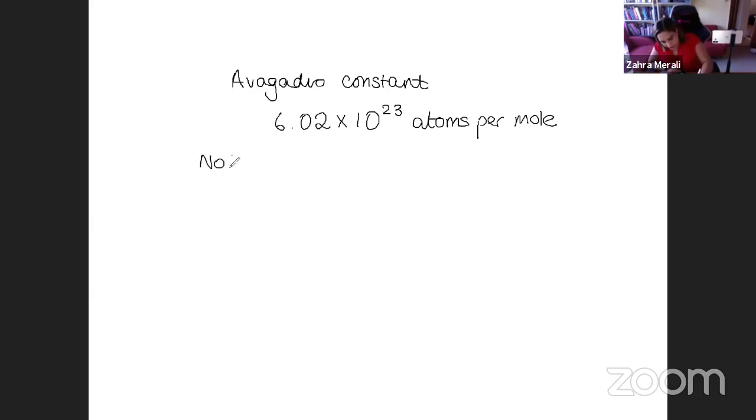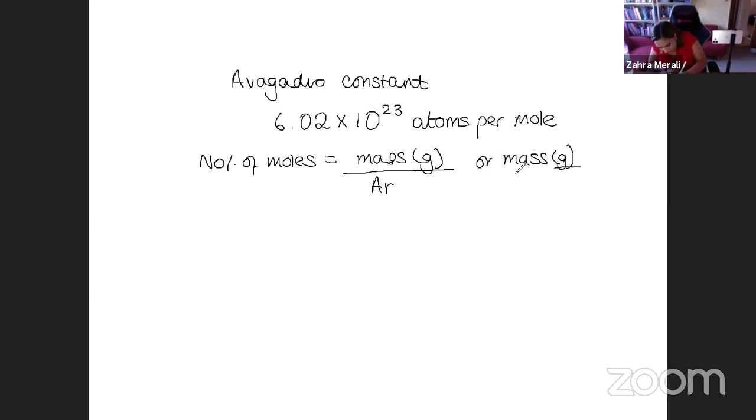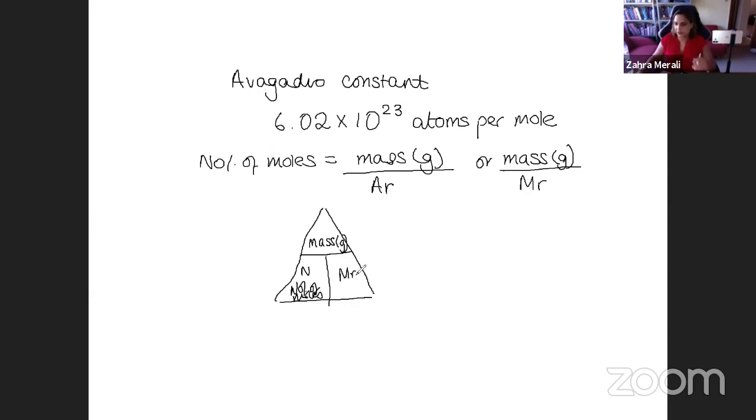So your formula is number of moles is equal to mass in grams divided by, now this is either your AR if it's one thing, or your MR. And for those of you that like triangles, you'll have your mass in grams, you'll have your N or your number of moles, and you'll have your MR here. Okay, so you can think of it as a triangle if it makes it easier. And the triangle helps you to rearrange things.